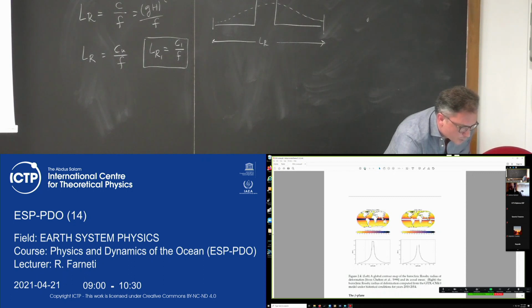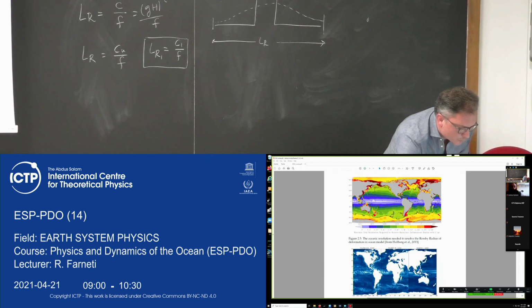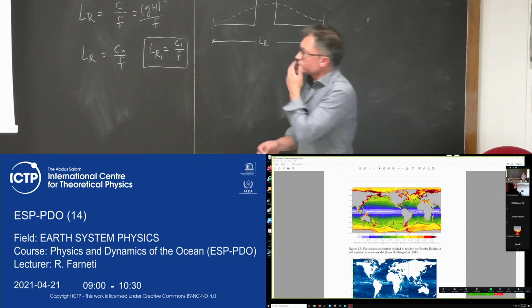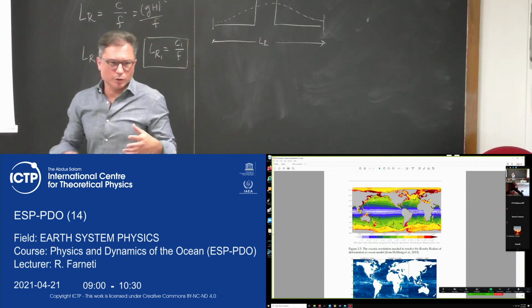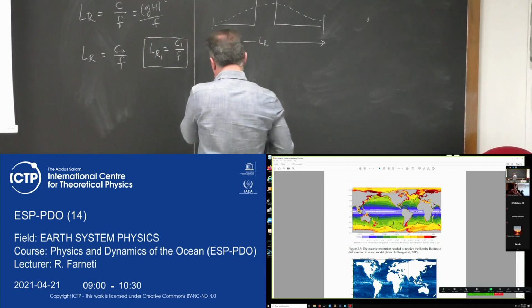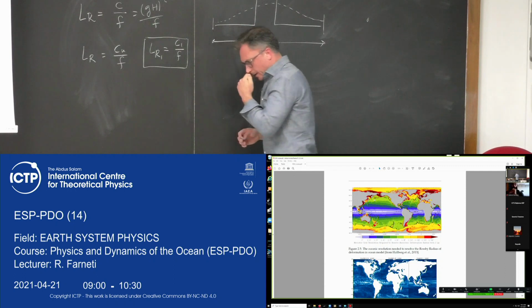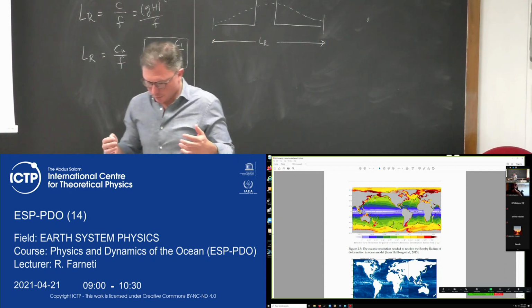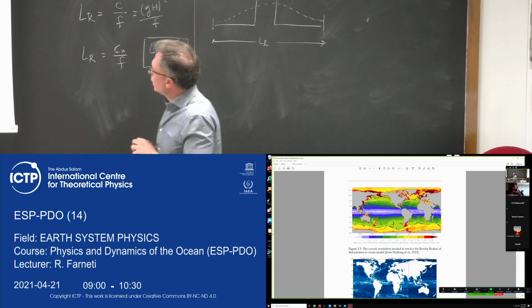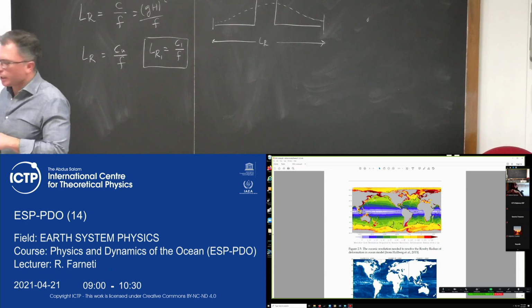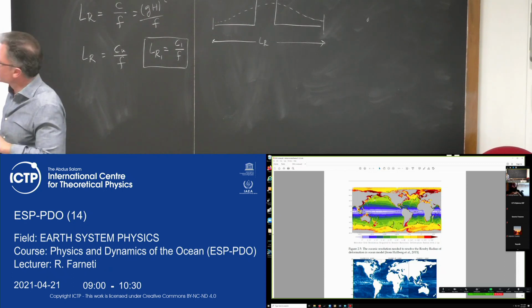Now, I was mentioning this also because, as I said, in the ocean, the Rossby radius is much larger than in the atmosphere. So that means that whatever is smaller than the Rossby radius is not in geostrophic balance.